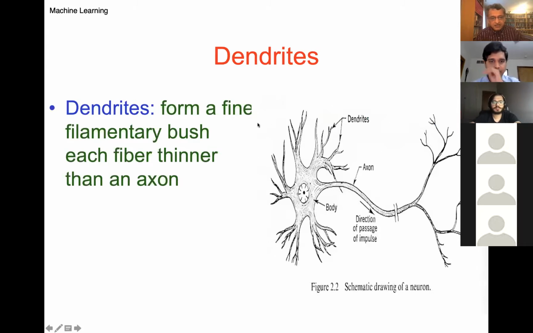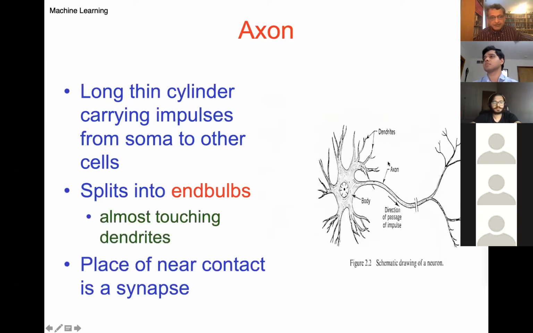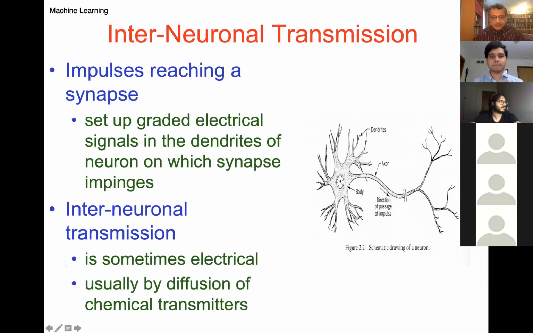Dendrites form a fine filamentary bush, each fiber thinner than an axon. So there are all these fibers here. Axon, a long thin cylinder carrying impulses from soma to other cells, splits into end bulbs almost touching dendrites. The place of near contact is a synapse. Okay, so anyways, a lot of detail to this.